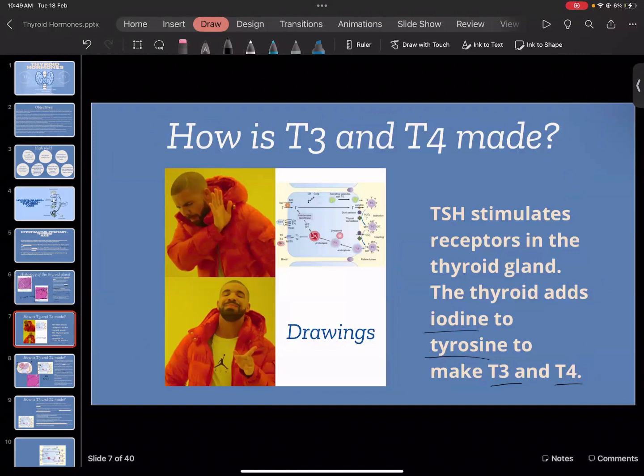Tamam? All right. Now we're going to the interesting part, which is how T3 and T4 are made. And this is the picture that Dr. Simon puts in his lecture.